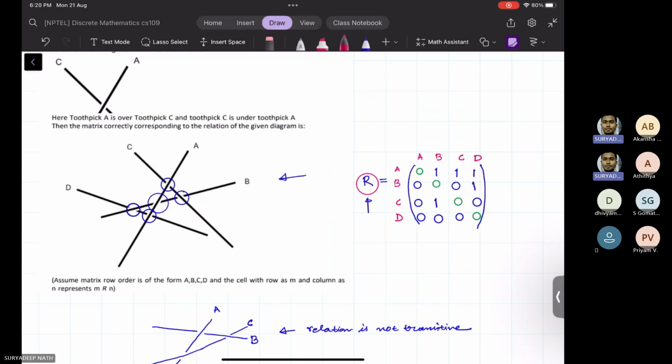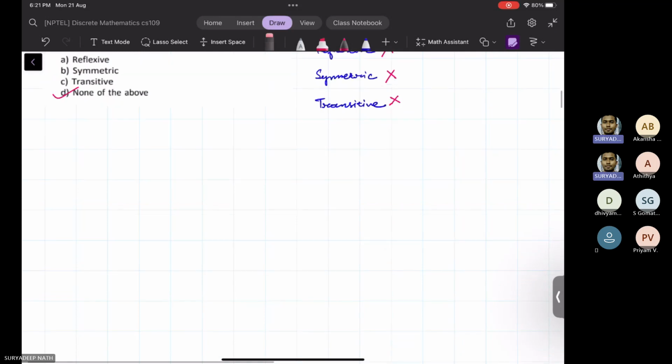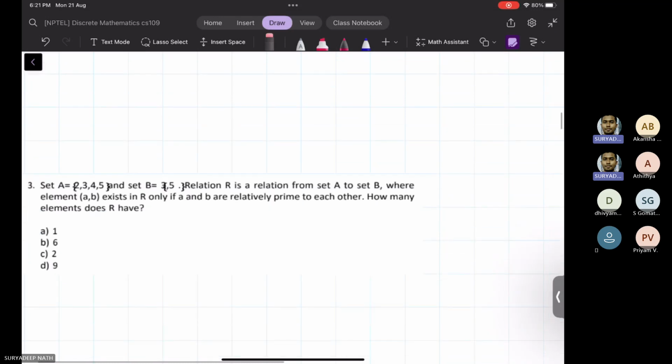Yeah, you're right. It is antisymmetric because, like in the definition of symmetric, if A is related to B, then B should also be related to A. But in such a case, if A is over B, then it can never be possible that B is also over A. So if A R B exists, B R A cannot exist. In such a case, it is an antisymmetric relationship. We'll come to more antisymmetric relationships in further questions. Okay, I hope this is clear. Let us move on to the next question.